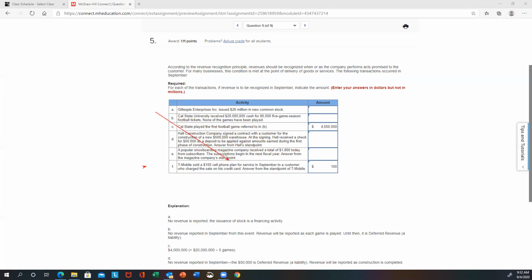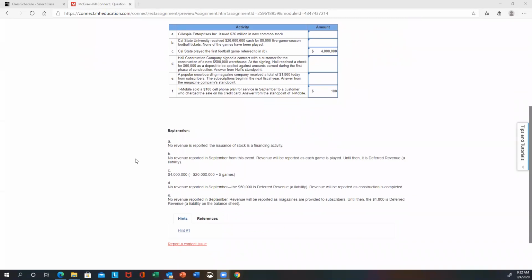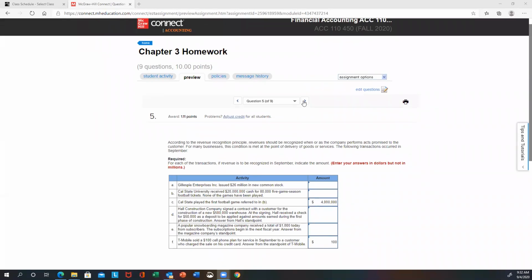So that's nothing. The last one, you went ahead and actually sold a cell phone plan. This is an actual point of sale delivery. So all of that $100 would be recognized as revenue. And again, those are my comments. And of course, you can look at their explanations as well. All right, that is number 5.